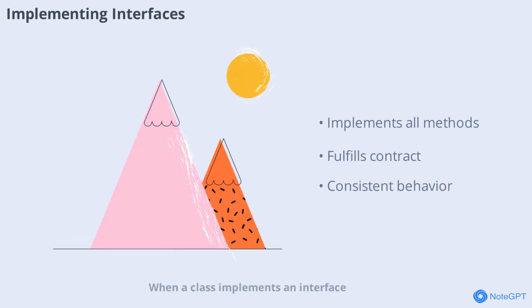When a class implements an interface, it must provide concrete implementations for all the methods declared in the interface. This ensures that the class fulfills the contract defined by the interface. Implementing interfaces allows you to define common behaviors across different classes, making your code more consistent and easier to maintain.